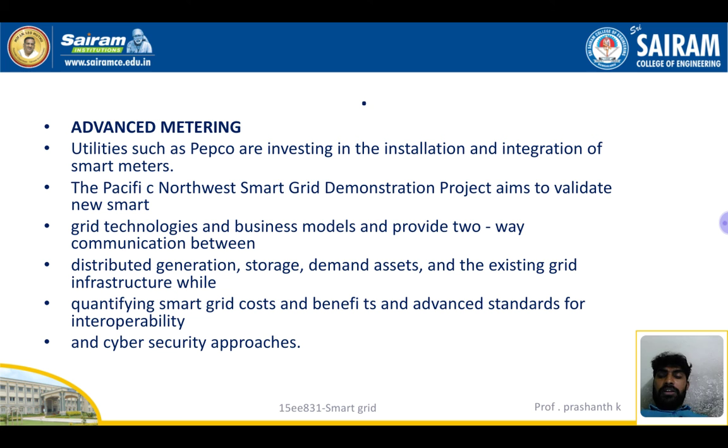Advanced metering: utilities such as PEPCO are investigating the installation and integration of smart meters. The Pacific Northwest Smart Grid demonstration project aims to validate new smart grid technology and business models to provide two-way communication between distributed generation, storage, demand assets, and the existing grid infrastructure, while quantifying the smart grid cost, benefits, and advanced standards for interoperability and cyber security approaches.